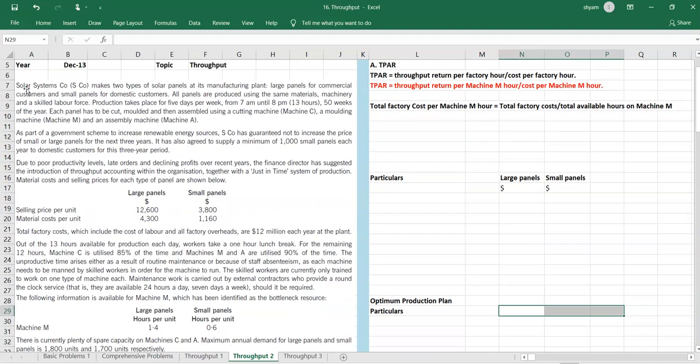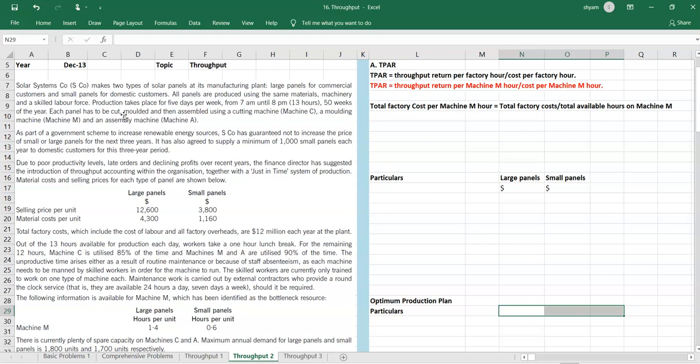So we'll start from here. Solar Systems Co., SCO, makes two types of solar panels at its manufacturing plant. Large panels for commercial customers and small panels for domestic customers. All panels are produced using the same materials, machinery, and a skilled labor force. Production takes place for 5 days per week from 7 a.m. until 8 p.m. So they work for 13 hours, and the production is for all 5 days in a week.